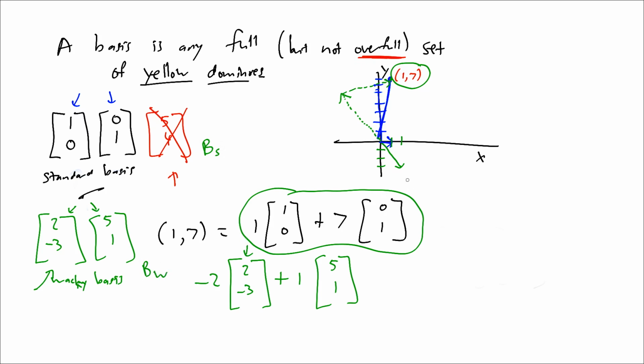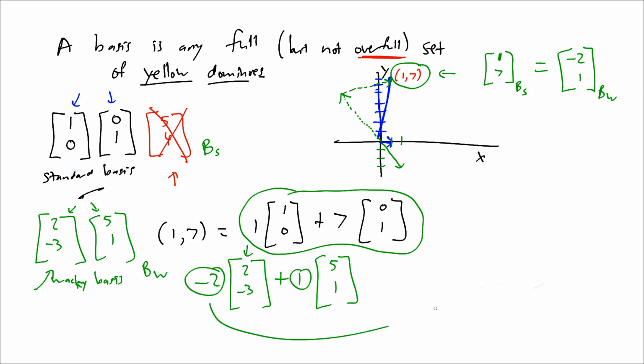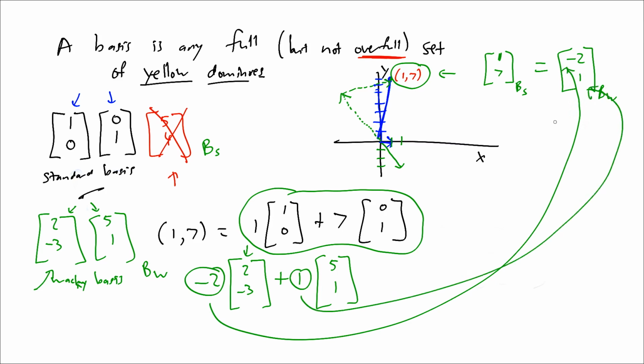Okay? So one way to represent this point here is to say this is the point 1, 7 sub BS. That means using the standard basis, we have 1 of the first vector in that basis plus 7 of the other vector in that basis. This, however, is equal to negative 2, 1 in the wacky basis. Whoa, how did I get that? Well, I got that here. We wanted negative 2 of that guy and 1 of that guy. Those are exactly the numbers I've got here. Okay?